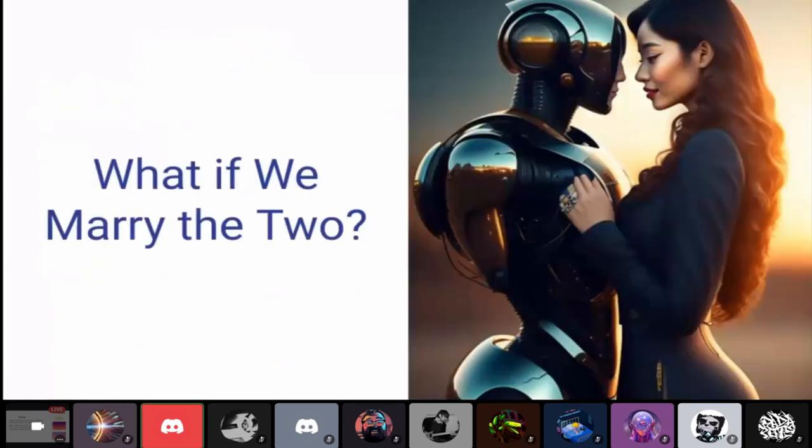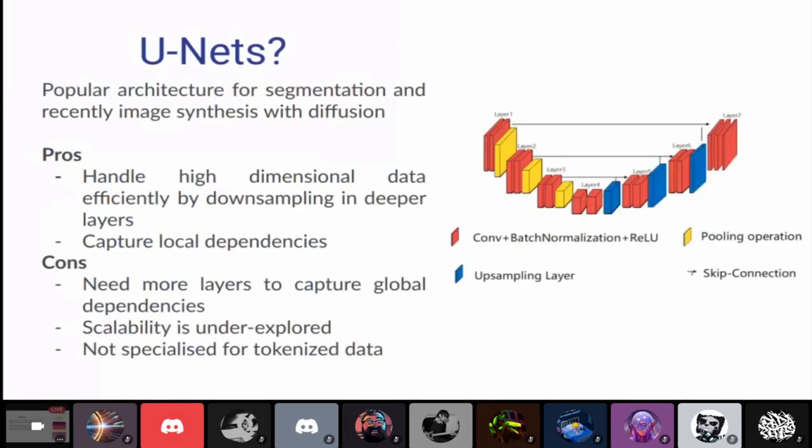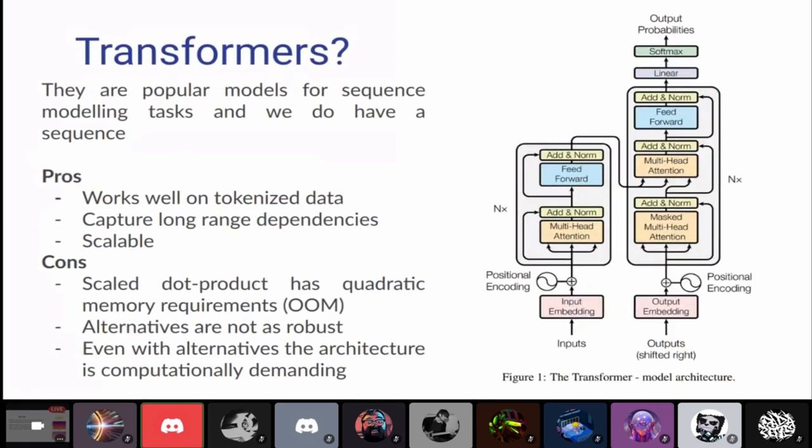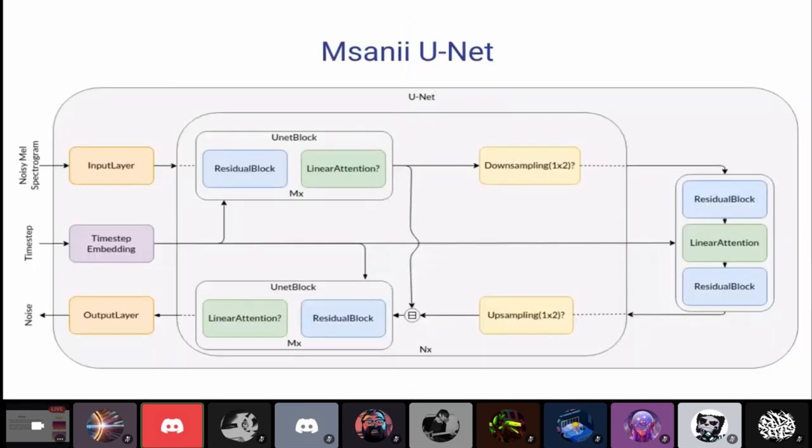So what if we combine the strengths of a transformer and a UNet? Maybe then we can get the pros of the UNet that is working with high dimensional data, and we can get the pros of a transformer that is capturing long-range dependencies, as well as the scalability and the ability to work with tokenized data. So that is what we proposed in Msanii, and this is just a high-level overview of our UNet.